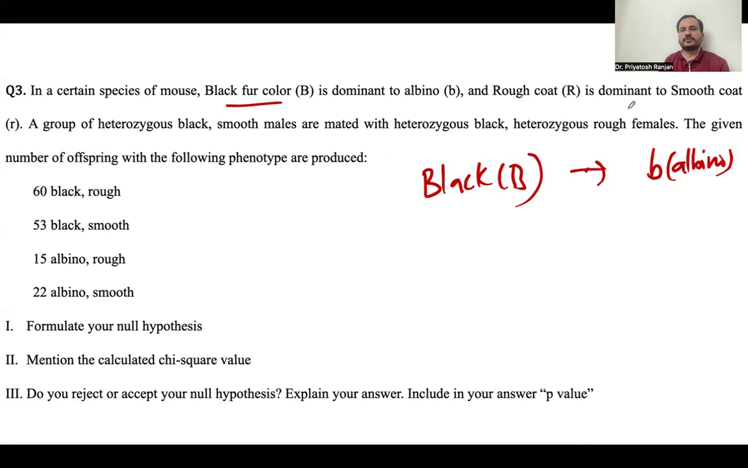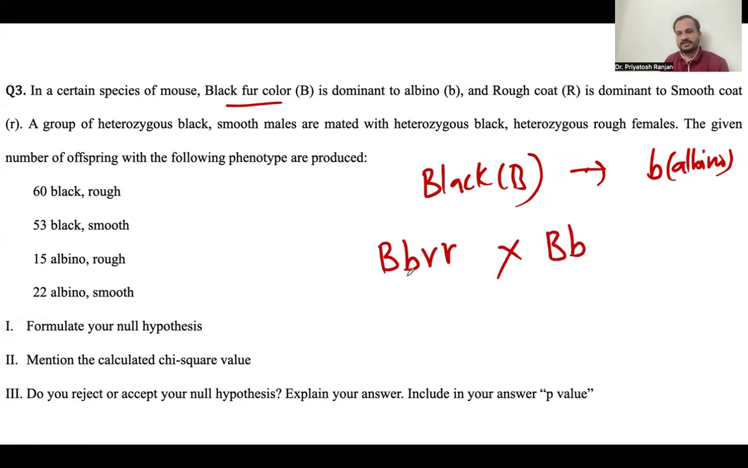And then you have the rough coat, which is dominant to a smooth coat, a small r. A group of heterozygous black smooth males. So from this statement, you need to figure out the genotype: a group of heterozygous black, so for the black, it's capital B, small b, smooth males. And for a species to be smooth, it has to carry a homozygous recessive condition, which is small r, are mated with a heterozygous black, again capital B, small b.